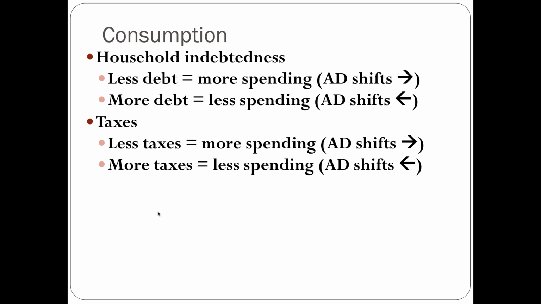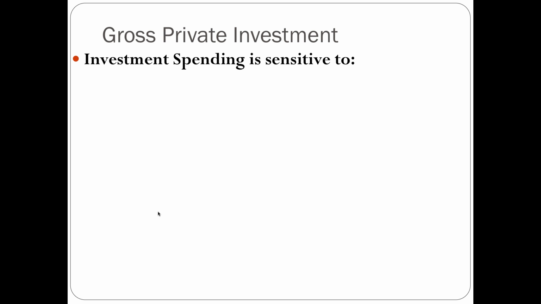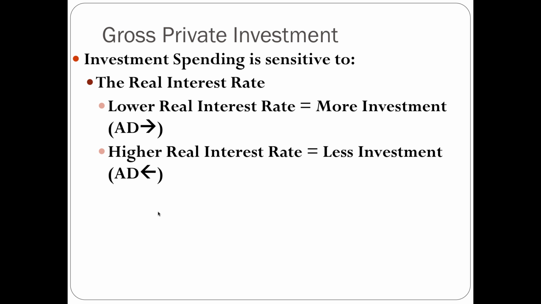All right, so let's move on from consumption. Let's go to gross private investment. So investment spending is sensitive to various things. The real interest rate. So a lower real interest rate, we're not looking at nominal, we're looking at real interest rate, is going to mean more investment because it is cheaper to borrow and to invest. And so that's going to shift aggregate demand to the right. Higher real interest rate means less investment because it's more expensive to borrow and to invest. So less investments are going to be profitable. So you have less investment, and aggregate demand is going to shift to the left.